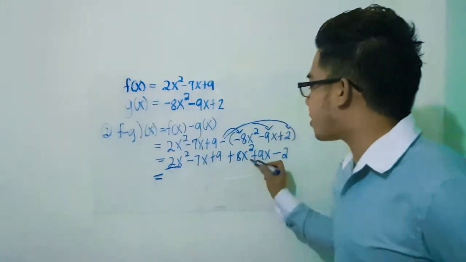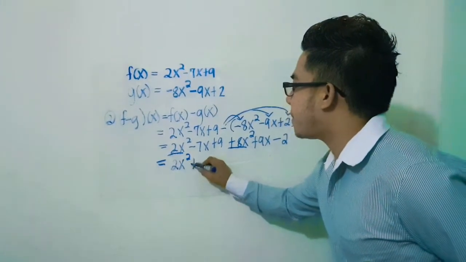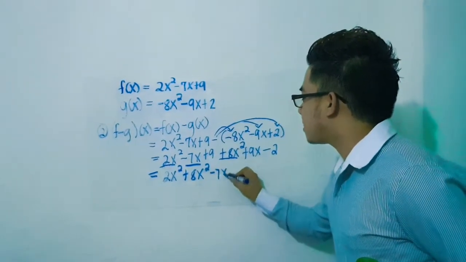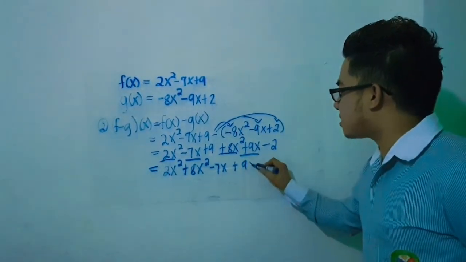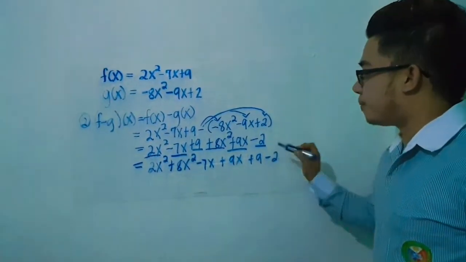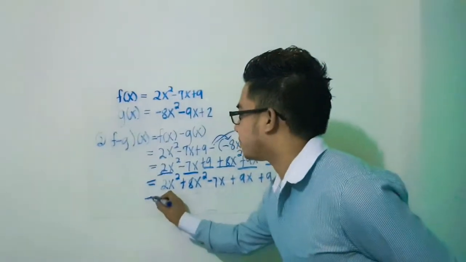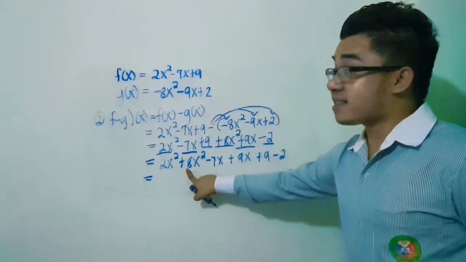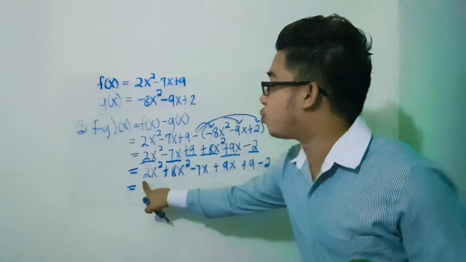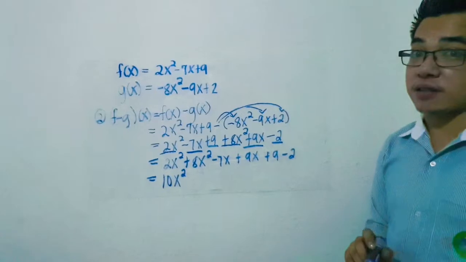We have 2x squared and positive 8x squared. Negative 7x and positive 9x. Positive 9 and negative 2. After collecting like terms, perform the indicated operation. 2x squared plus 8x squared, both of them are positive, so we are just going to add 2 plus 8. So we have 10, then just copy x squared.